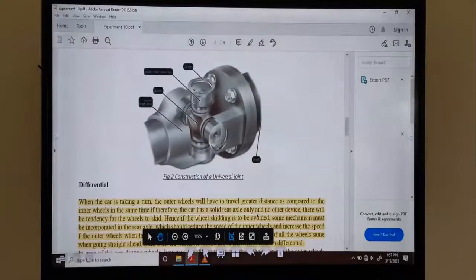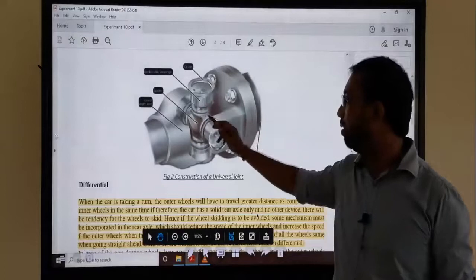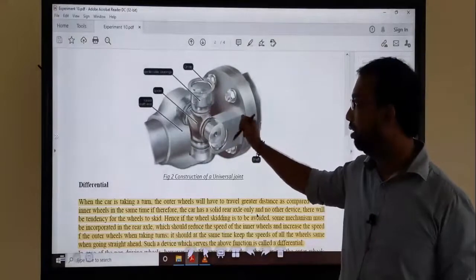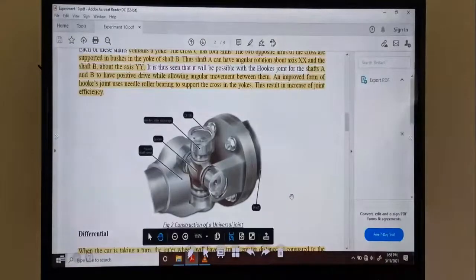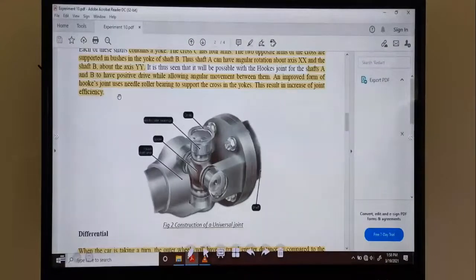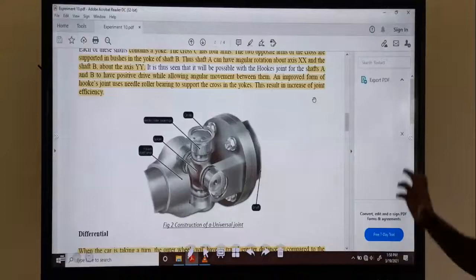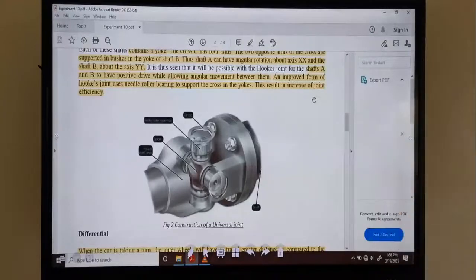So here this is a universal joint. Here there is a bush. This cross is connected with a yoke by a bush. Normally a Cardan joint uses a needle roller bearing. So what is the advantage of this bearing? The result is an increase of joint efficiency. If we use the needle roller bearing, it increases the efficiency of the universal joint.